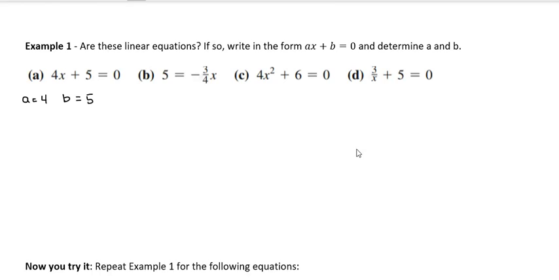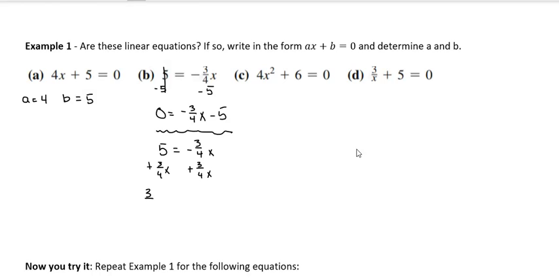So we're going to rearrange this, and I'm just going to subtract 5 from both sides, just to keep it simple. Subtract 5. And then we will get 0 equals negative 3/4 x minus 5. All right, is there another way to do this problem? Yes, there is. You've got 5 equals negative 3/4 x, and you can add 3/4 x to both sides. So I would say plus 3/4 x plus 3/4 x, and you would get 3/4 x plus 5 equals 0.